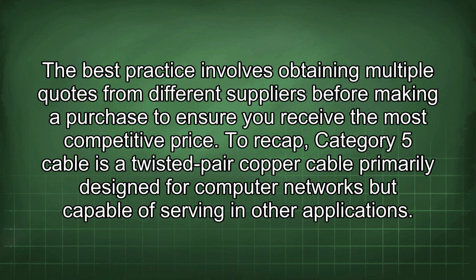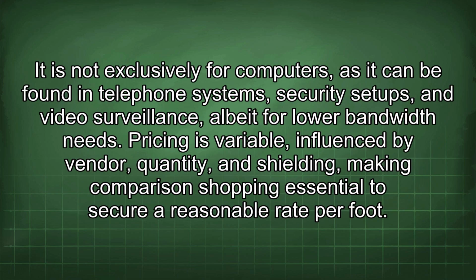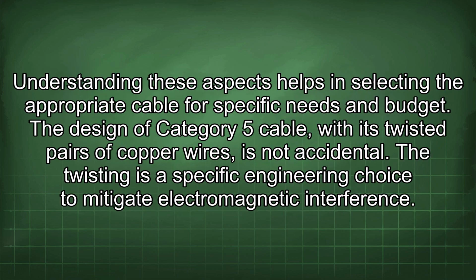To recap, Category 5 cable is a twisted pair copper cable primarily designed for computer networks but capable of serving in other applications. It is not exclusively for computers, as it can be found in telephone systems, security setups, and video surveillance, albeit for low bandwidth needs. Pricing is variable, influenced by vendor, quantity, and shielding, making comparison shopping essential to secure a reasonable rate per foot. Understanding these aspects helps in selecting the appropriate cable for specific needs and budget.